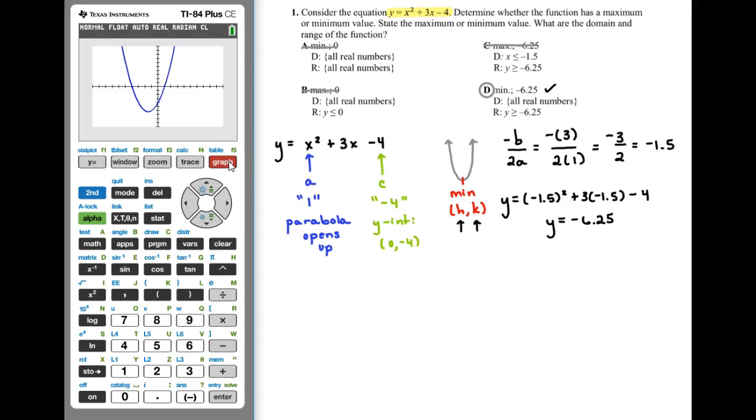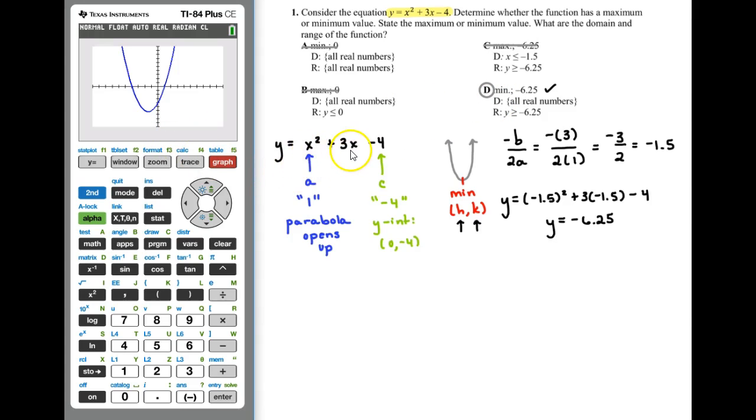Looking first at the domain, remember that the domain are all of the allowed or possible inputs that we can put into the function. These are our x values. All of the x values that we could possibly think of, really any number at all, can be multiplied by itself or multiplied by 3. So our domain will be all real numbers. However, our output is a little bit more restricted.